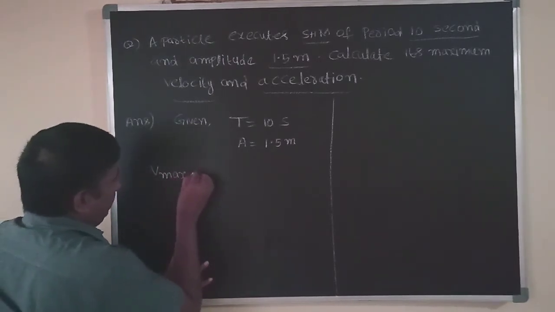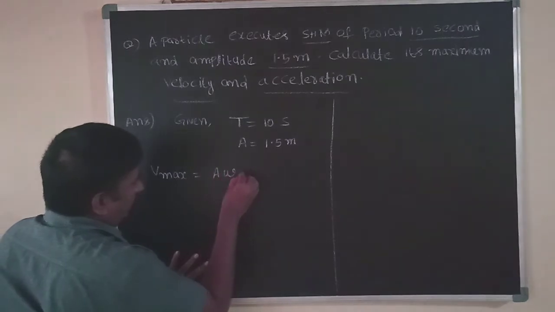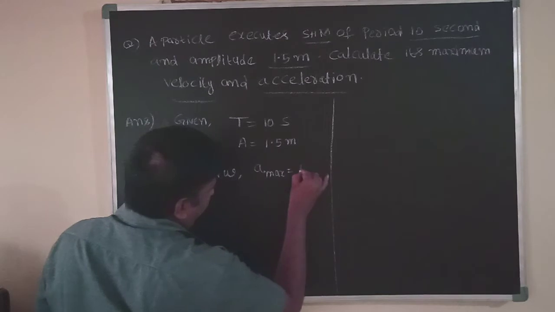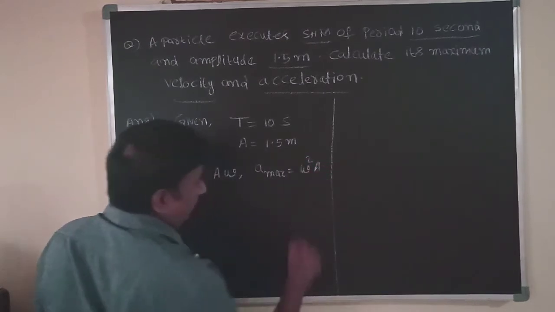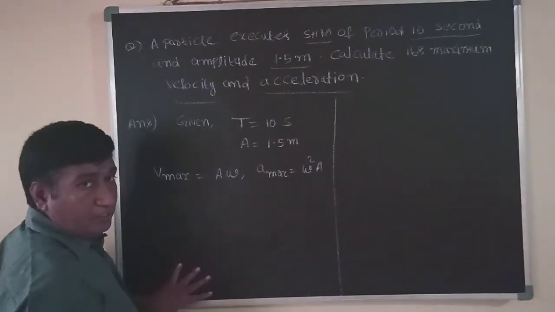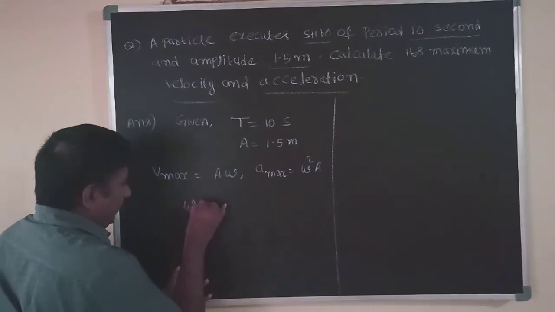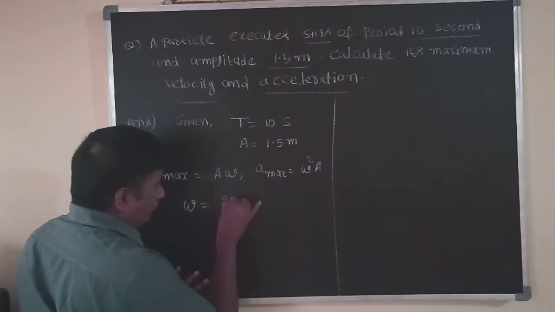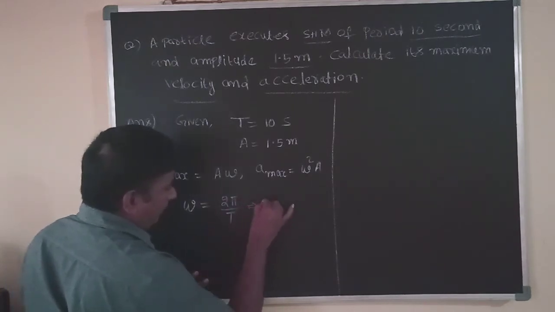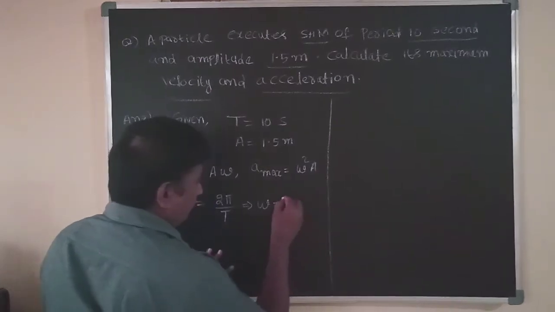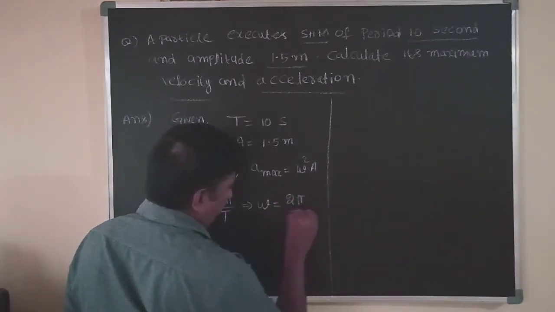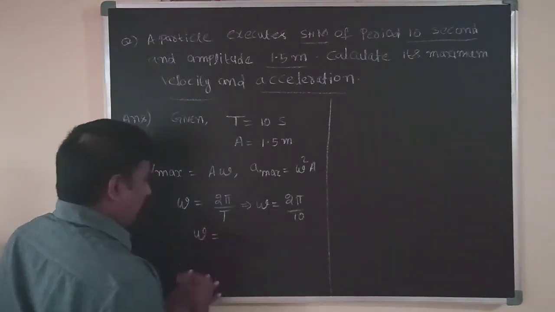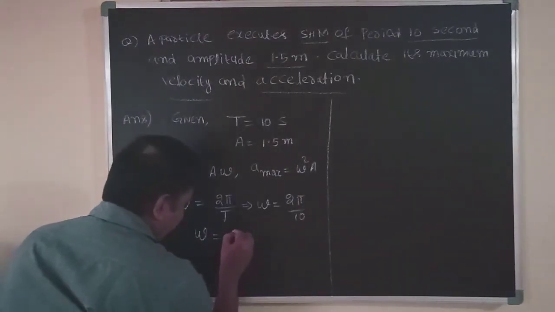The formula is V maximum equals A omega. In the same way, maximum acceleration is omega square A. Here omega is common, and omega is the angular frequency. It is not given directly, but we know omega equals 2 pi by T. With this, omega equals 2 pi by 10.